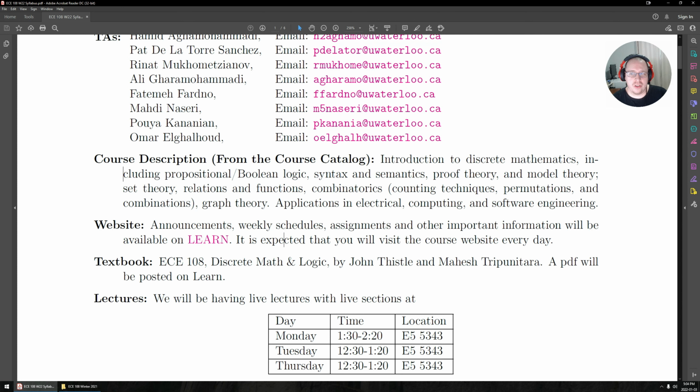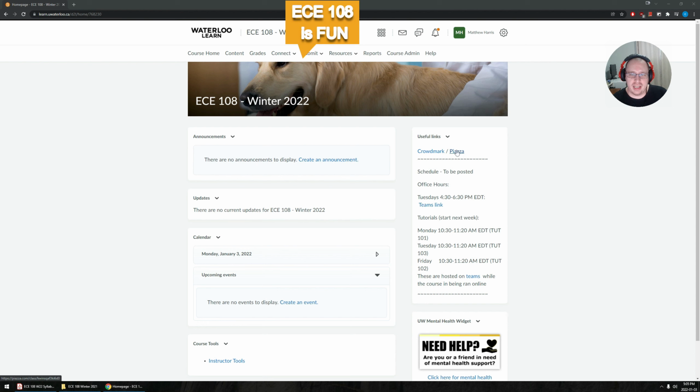So let's briefly look at Learn real quick. Okay, so we're the one with the cute little pupper. You might have other pictures. From here, there's a few things to note that are different from maybe some of the other courses you've seen. Here, I have this useful links widget that I built. What type of things will go here? Well, we'll have a hot link to CrowdMark and Piazza. Realistically, you won't need that outside of the first week. Hopefully you'll bookmark stuff.